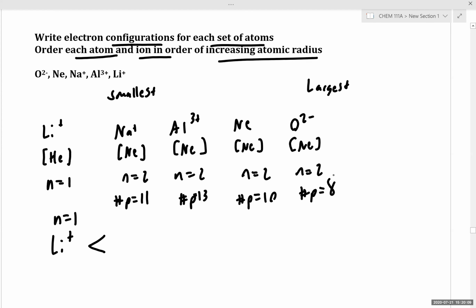In general, the larger the number of protons, the greater the attractive force to your outermost electrons, and the smaller your atomic radius or ionic radius. So of these options, if cations in general are smaller than the neutral species and anions, and the greater your charge, the smaller your radius, what is the next smallest species? What is the next smallest atom or ion? What's after lithium?